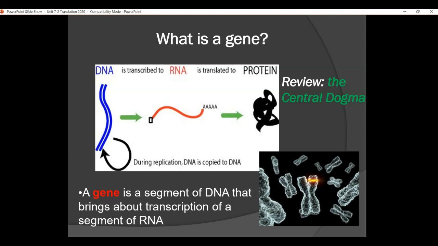So the central dogma is DNA in the nucleus, okay, is transcribed to RNA and is translated to protein on the ribosome. Okay? Before all that can happen, during replication, DNA is copied. So you have replication, DNA to DNA, transcription, DNA to RNA, and translation, RNA to protein. It's very simple. So a gene is a segment of DNA that brings about transcription of a segment of RNA.